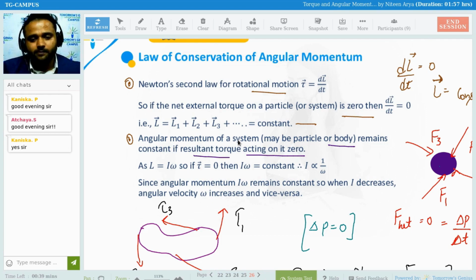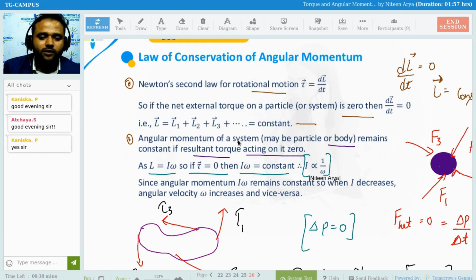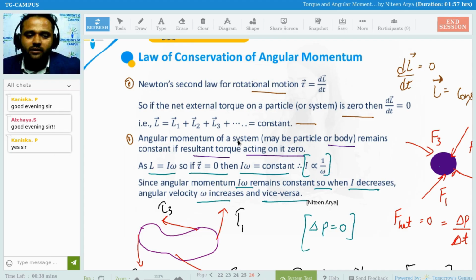So angular momentum of a system, a particle or a body, remains constant, where L equals I omega. If torque equals 0, I omega equals constant, and I is inversely proportional to omega. Since angular momentum I omega remains constant, when I decreases, angular velocity omega increases, and vice versa. If I increases, omega decreases. Clear? Good.